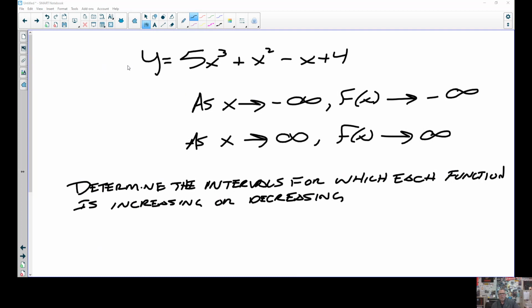So we have, it says describe the intervals where it's increasing or decreasing. This is where we go back to tracing left to right.